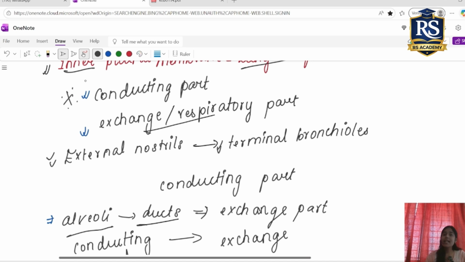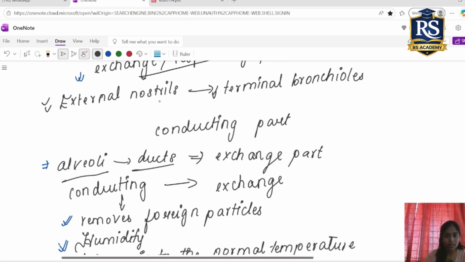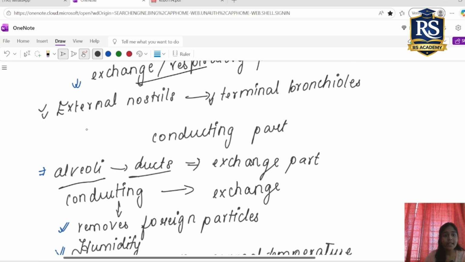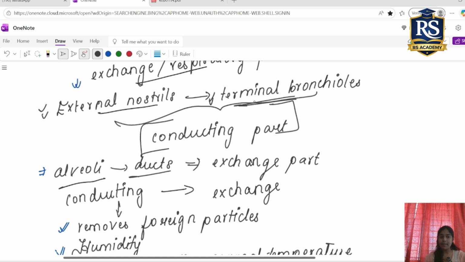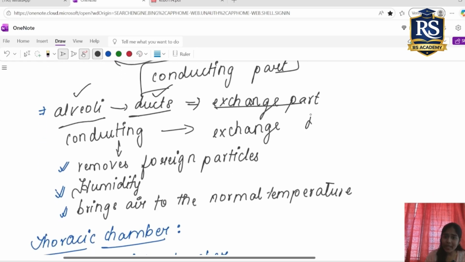Now, the entire respiratory system is divided into two parts, that is the conducting part and the exchange or respiratory part. Now, let's see what the conducting part is. The conducting part starts from the external pair of nostrils and ends at the terminal bronchioles, and not with the alveoli. You have to listen keenly here. It starts with the external nostrils and ends at the terminal bronchioles. So all these parts coming in between the external nostrils and terminal bronchioles are called the conducting part. And then the alveoli and their ducts are called the exchange part. The exchange part is the part where the diffusion will happen. Okay, that we will see next.